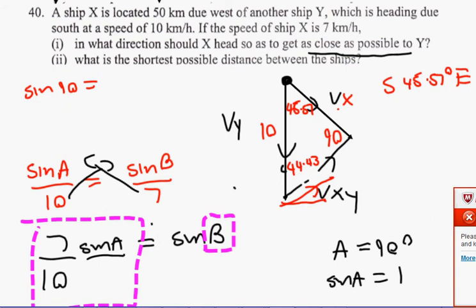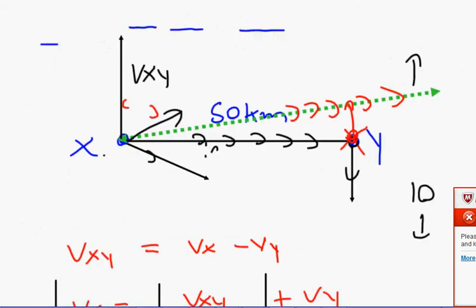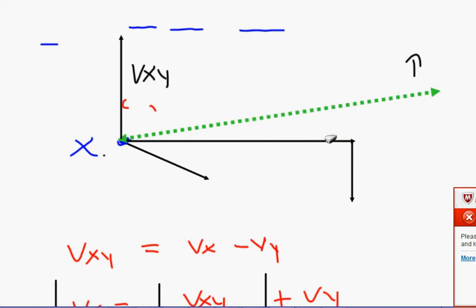Go back to your original diagram. Now, what do we know about this angle here, see the phi x angle? We know that the phi x angle is 44.43 to the vertical. So we know, if I rub all this out again, that that's x and y. That's 50 there.